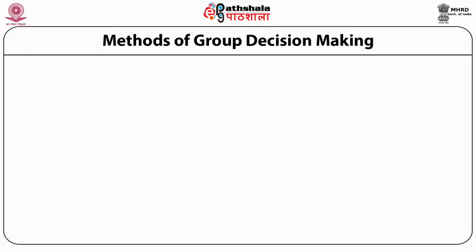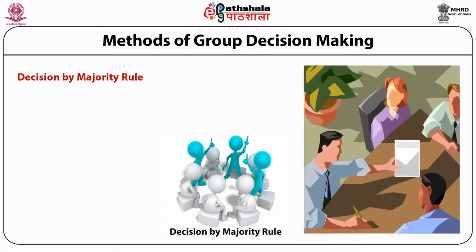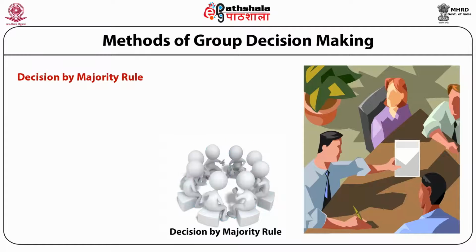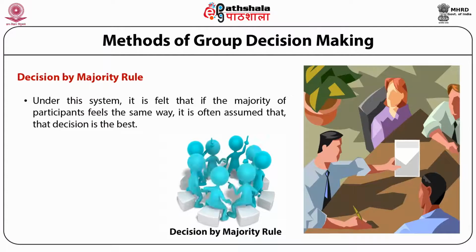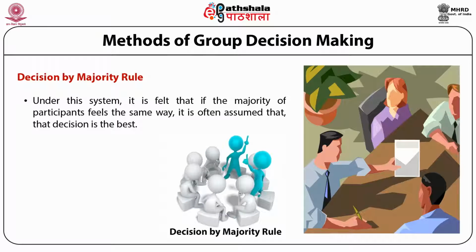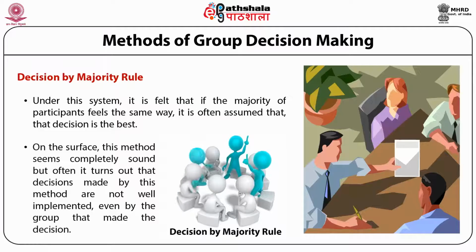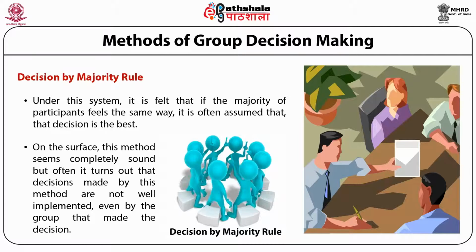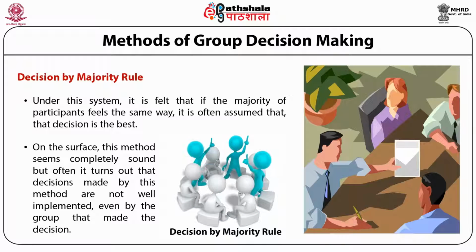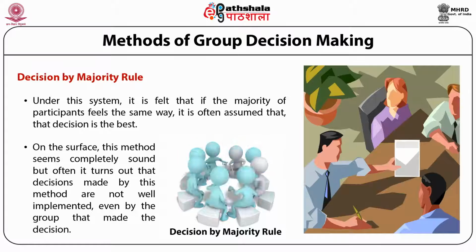Another method could be decision by majority rule. If you think of it from its name, under this method, it is felt that if the majority of the participants feel the same way, it is often assumed that that decision is the best. On the surface, this method seems completely sound, but often it turns out that decisions made by this method are not well implemented, even by the group that made the decision.